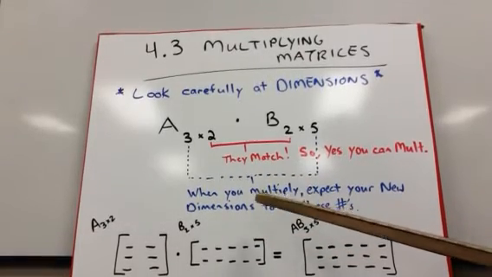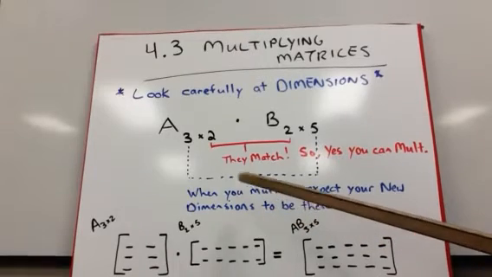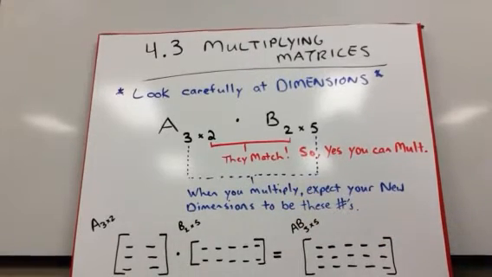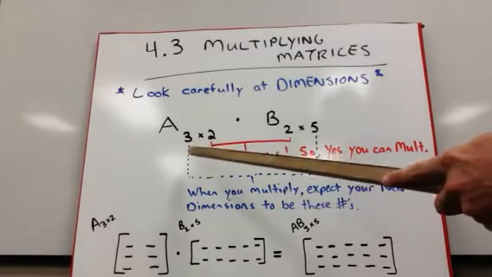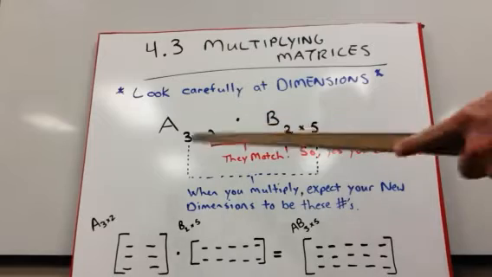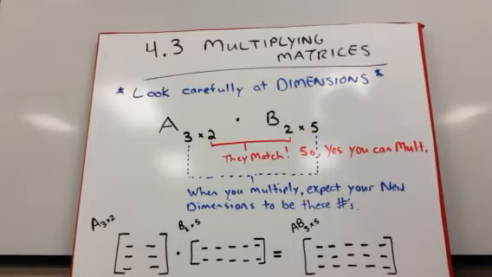Now, also in blue, I mentioned that you actually find your result. So not only do you know that you can multiply the matrices, you know exactly what format you should be filling in once you get your result. Like it says, when you multiply, expect your new dimensions to be those numbers. So I'm expecting a 3-row by 5-column matrix when I multiply A and B right here.